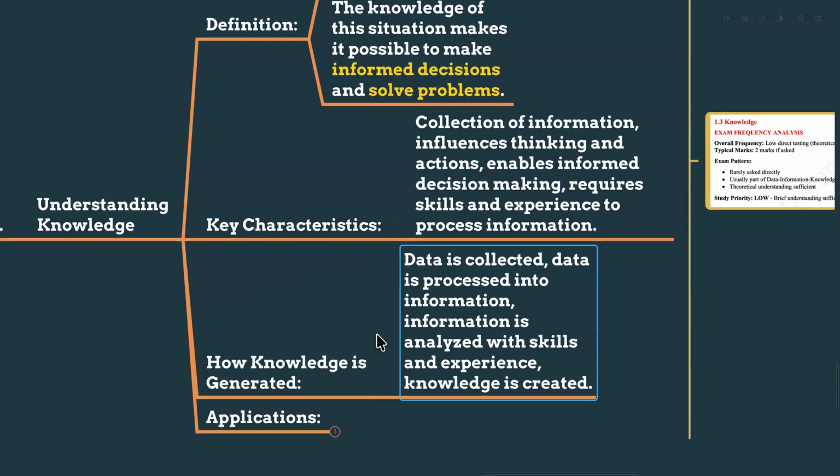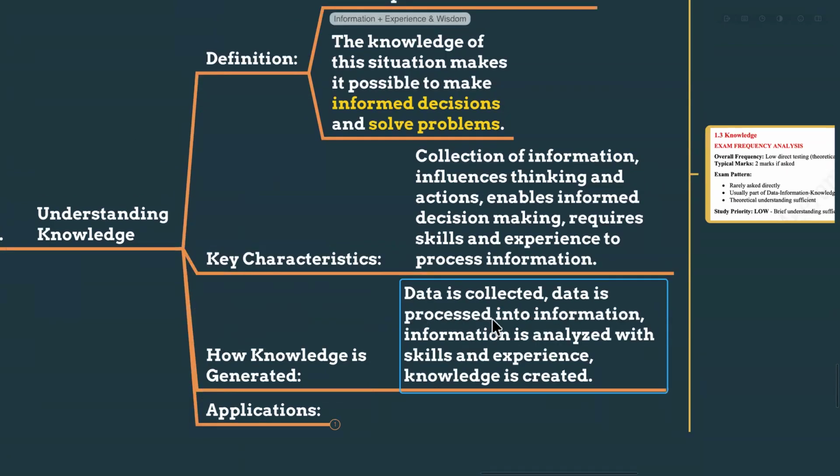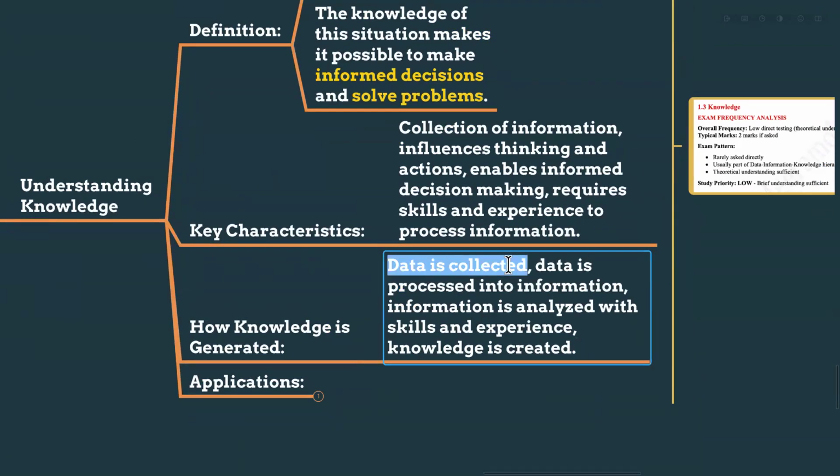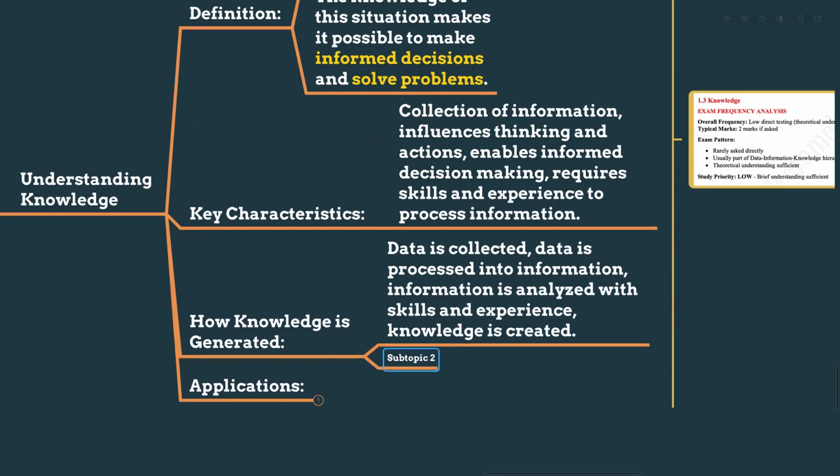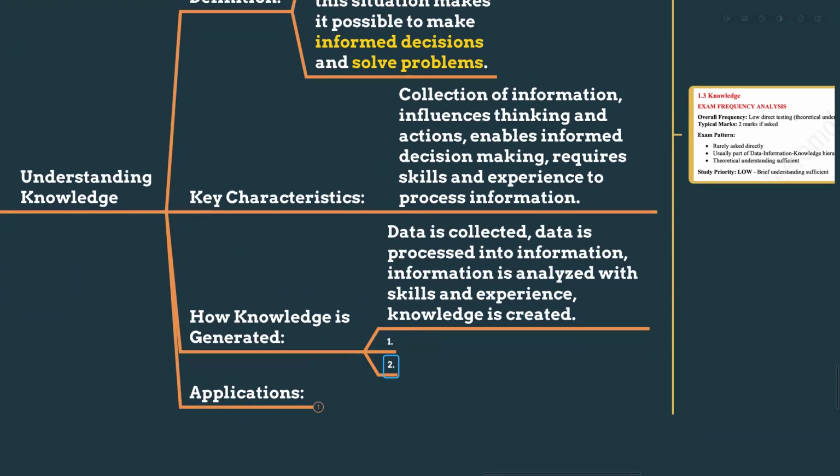So how is knowledge generated? Right. The data is collected first. Then the data is processed into information second. Then that information is analyzed with skills and experience. Then the knowledge is created. So we can make this a step-by-step approach, right?